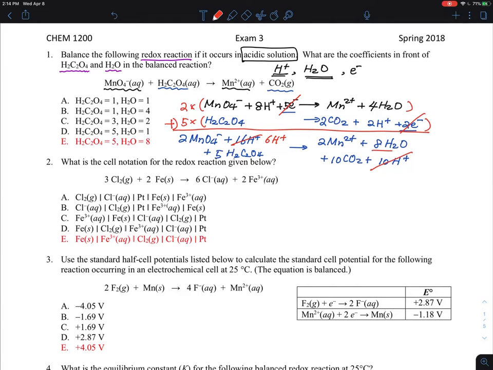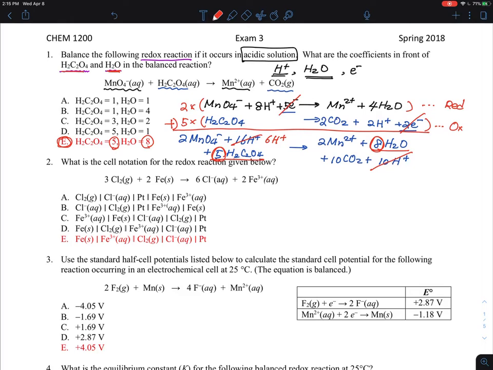And then we got the water, and water-wise, they ask the question: the waters and H2C2O4. So you need a 5, you need an 8. So 5 and 8. So E is the correct answer to solve this half reaction. Once again, this is a reduction reaction, and this is an oxidation reaction. You solve this problem by using the half reactions.